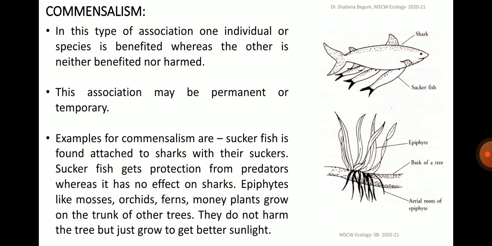Several kinds of fishes live among the stinging tentacles of Physalia without any danger from Physalia. These small fishes get protection from predator fishes from the stinging cells of Physalia. Another example for commensalism are the epiphytes like mosses, orchids, ferns, and money plants which grow on the trunk of other trees. They do not harm the tree but just grow to get better sunlight.